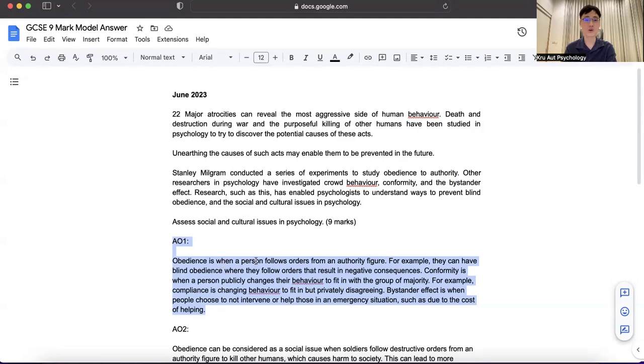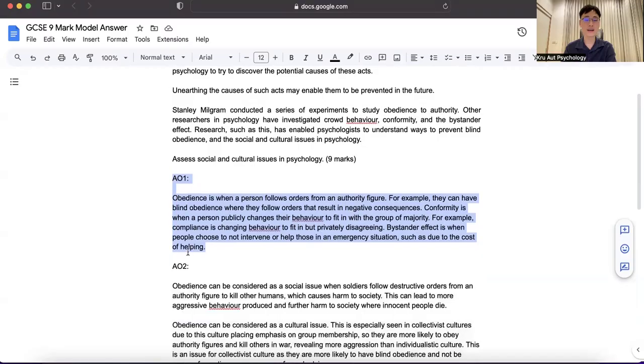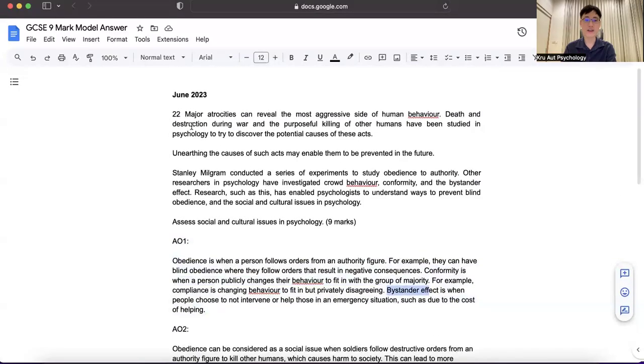AO1 shouldn't be that difficult. The key term itself is actually enough, but just to be clear, if we add something to it, it'd be better. Then AO2 is about relating the 3 themes or topics that we had. So obedience, conformity, bystander effect, we link these back to the scenario. And as I said, the scenario isn't research, because research will be something in AO3. So this is the scenario about war, about soldiers killing each other, or understanding blind obedience, or something along that line.